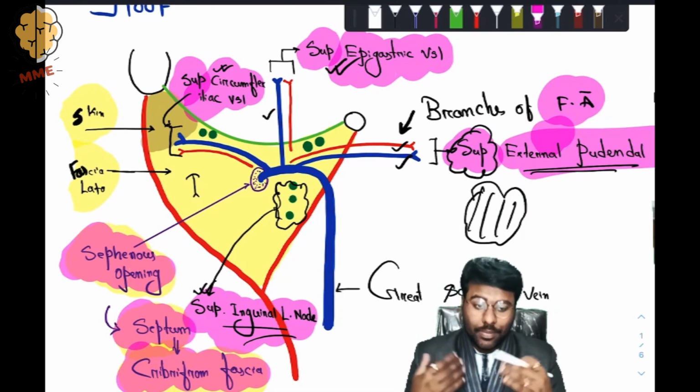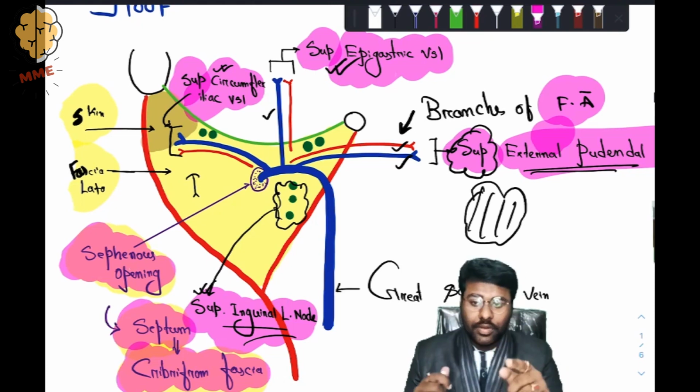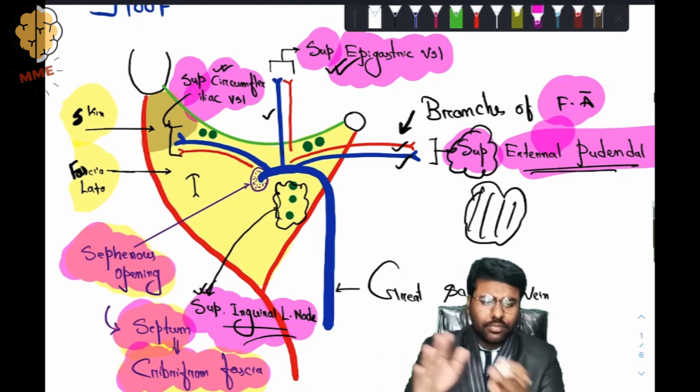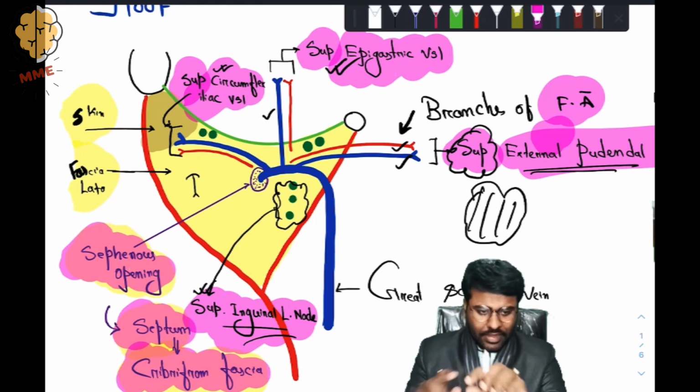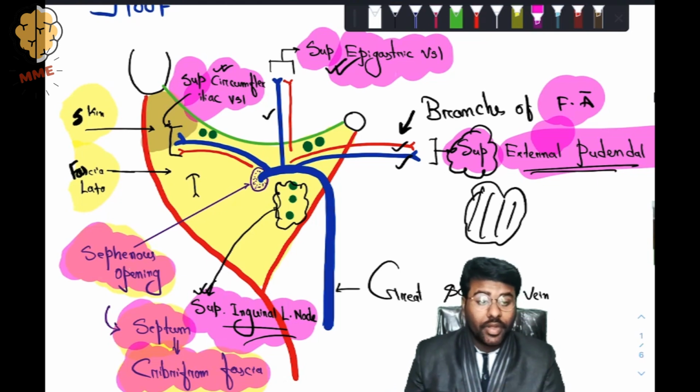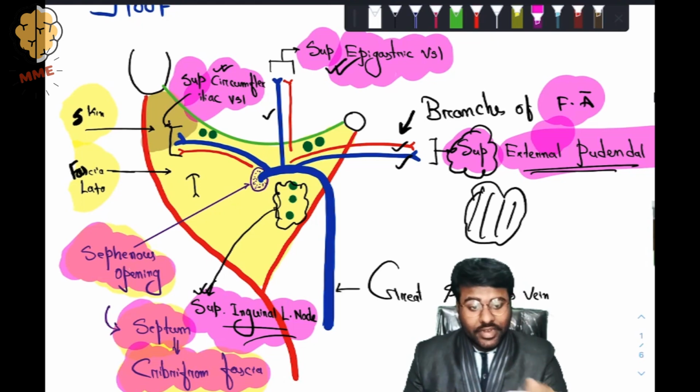So very easy, let me quickly revise again. First of all, the skin; below the skin there is fascia. In the fascia is a special opening, called the saphenous opening. The saphenous opening is covered by a sieve-like septum, called the cribriform fascia. In the saphenous opening there is the great saphenous vein. When the great saphenous vein enters the saphenous opening, it gives three branches.